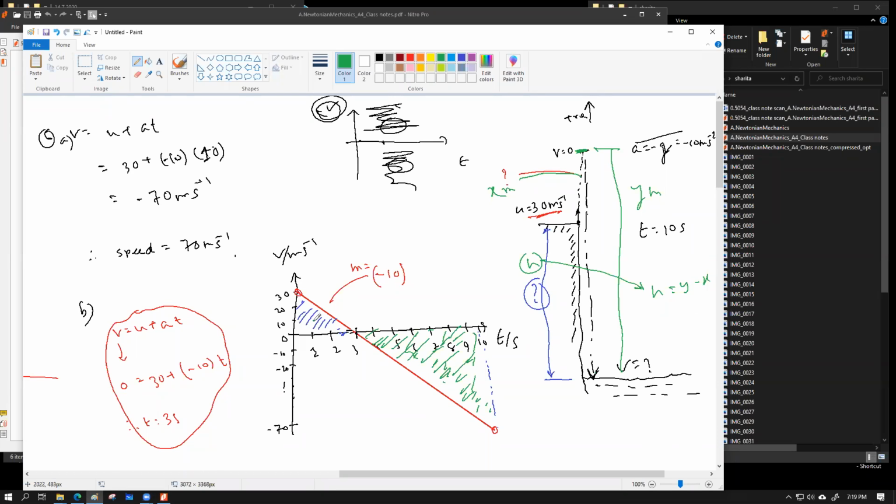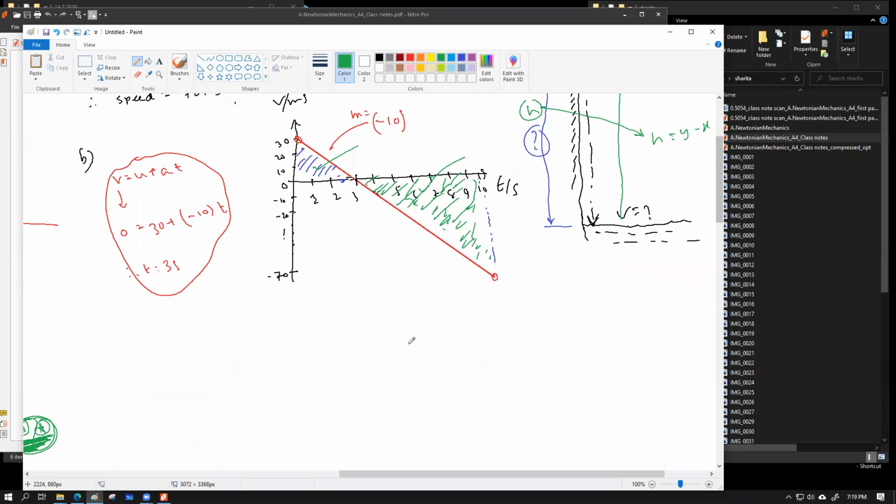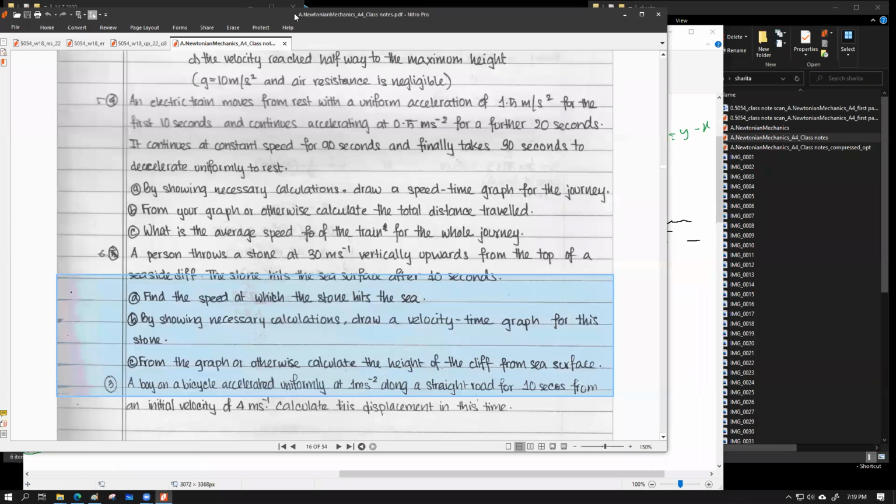Try to calculate out the individual distances of these two triangles and do the subtraction. Go ahead and try this on your own. See how much you get. I'll try alongside. Let's say blue triangle area. But sir, why do we need to subtract? Because we are asked to calculate the height of the cliff.